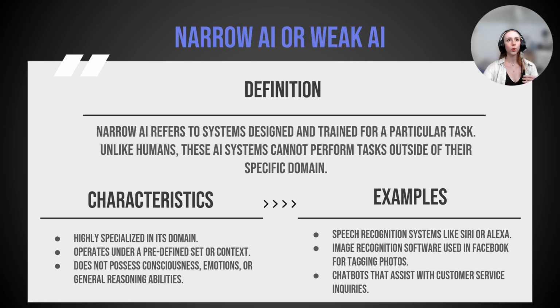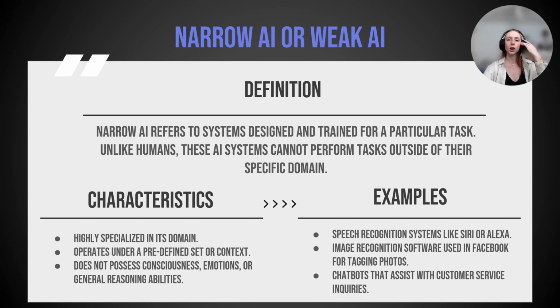So let's begin with weak AI. This is a system designed and trained for a particular task. So unlike humans, these AI systems cannot perform tasks outside their specific domain. Examples of this are chatbots, Siri, Alexa, or image recognition software, where it has a specific designated task and it can only perform that. It doesn't have consciousness. It cannot do the same things exactly as a human can.